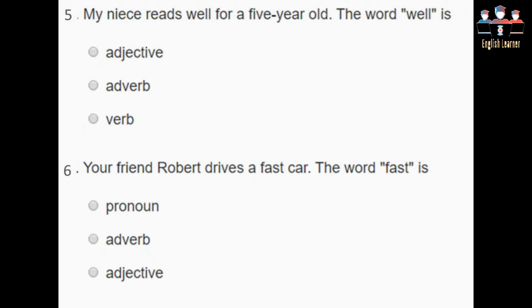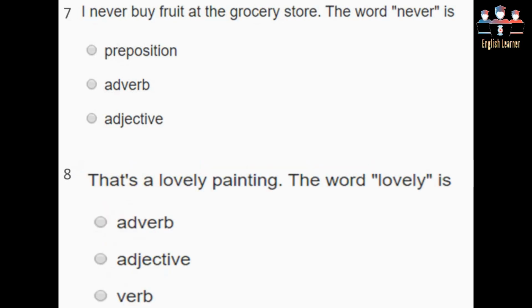Quiz number 5. My niece reads well for a 5-year-old. The word well is: option 1, adjective. Option 2, an adverb. Option 3, a verb. Quiz number 6. Your friend Robert drives a fast car. The word fast is: Option 1, pronoun. Option 2, adverb. Option 3, an adjective.